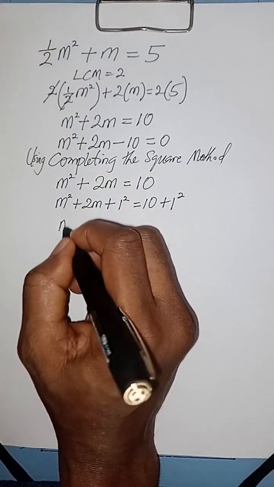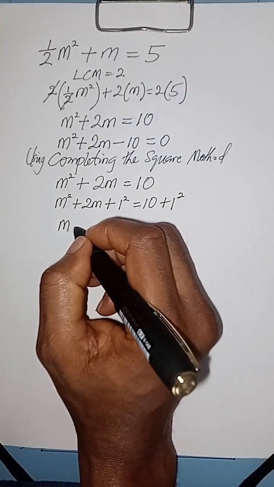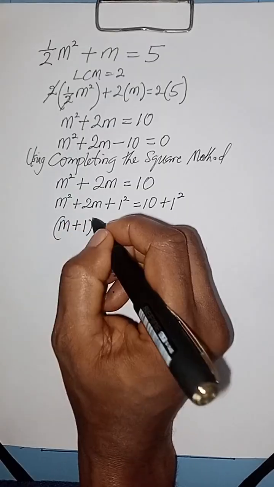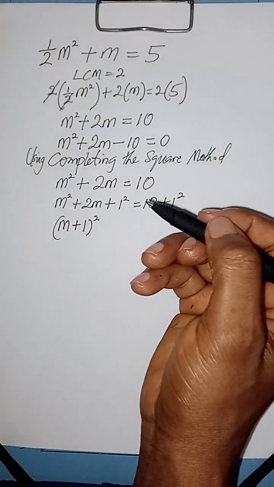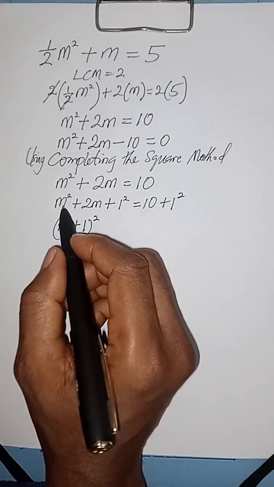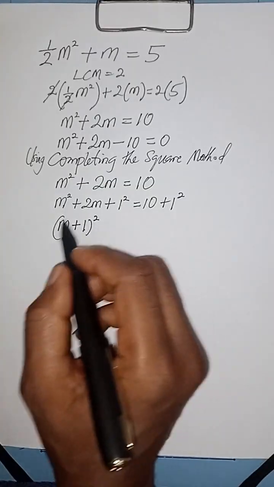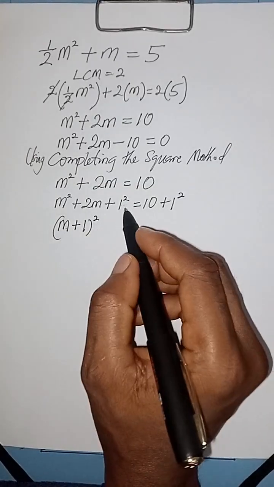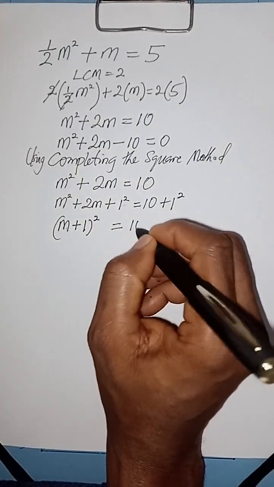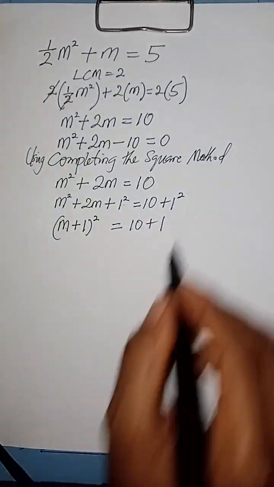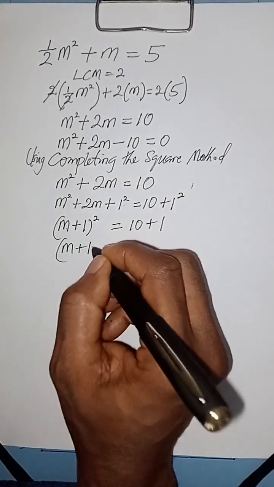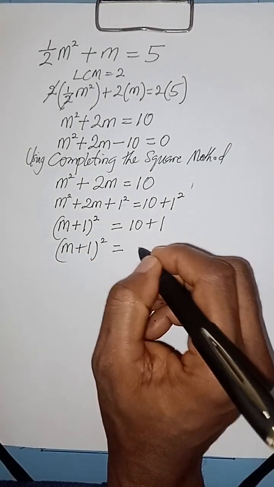This is m plus 1 all squared. So this one is this one. This m is this m all squared. You see, if you expand this, you're going to get this back. That's one thing with the completing the square method. And this becomes 10 plus 1. 1 squared is 1. So this is m plus 1 all squared equal to 11.